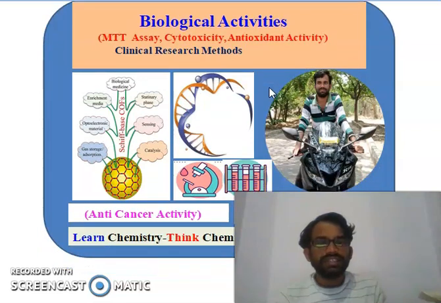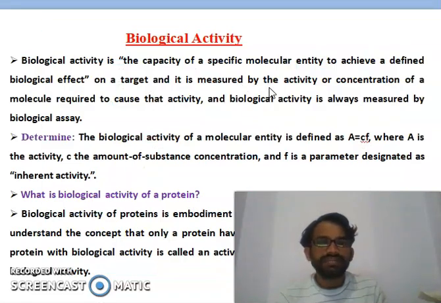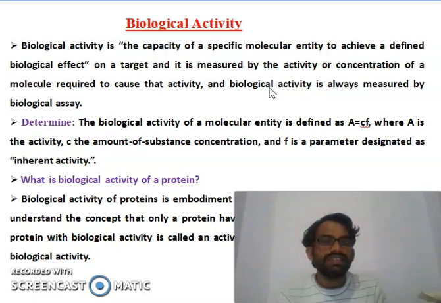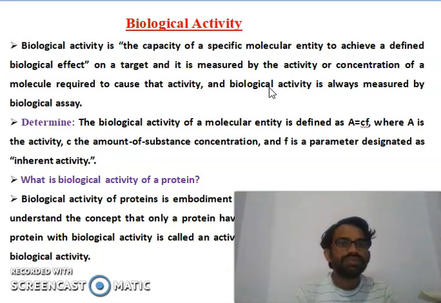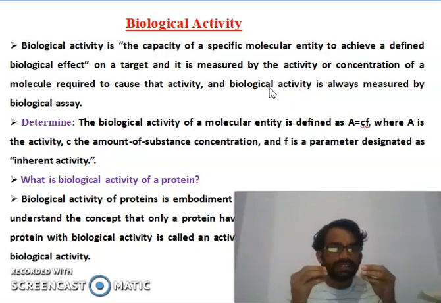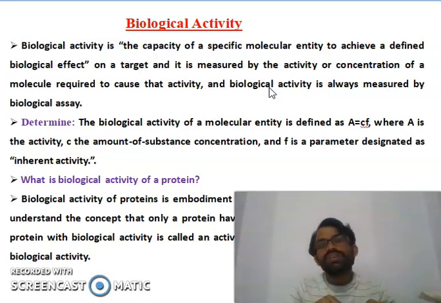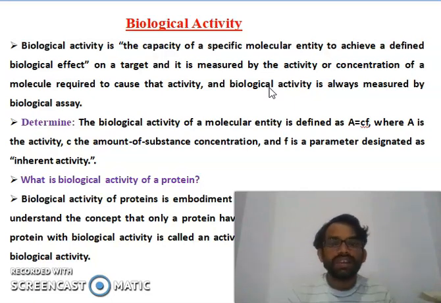by slide. You can see the first one, biological activities. Biological activity is the capacity of a specific molecular entity to achieve a defined chemical effect. The target is the measurement of activity or the concentration of the molecule required to cause the activity. Biological activity is always measured by biological assays. Simply, biological activity means the capacity of a specific molecular entity to achieve a defined biological effect. That is the main point of biological activity.